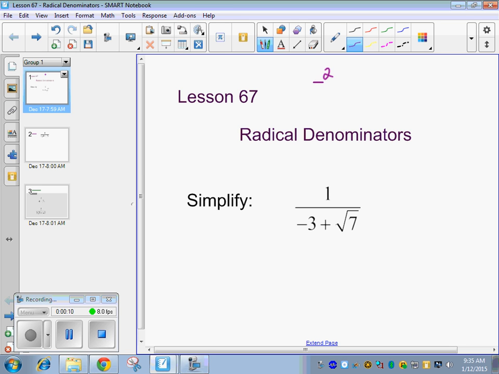Problems like this, where I have 2 over the square root of 7, we just do what's called rationalizing the denominator, where we multiply by root 7 over 7. So I get 2 root 7 over 7, okay? We've done that.